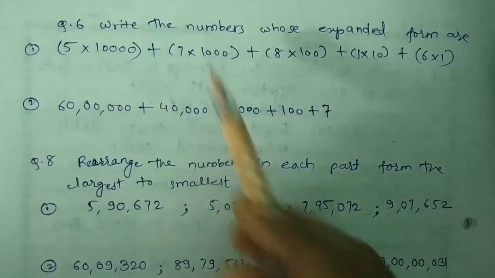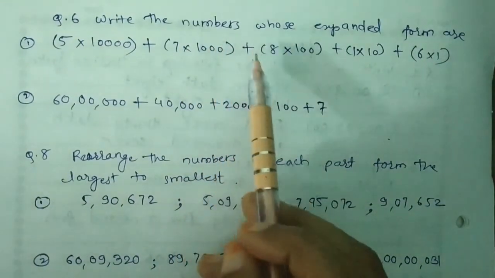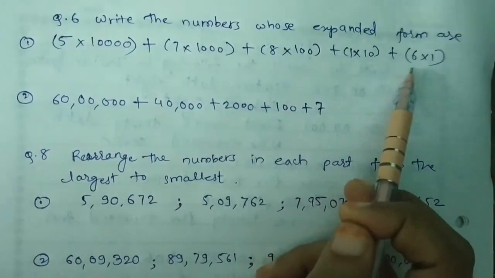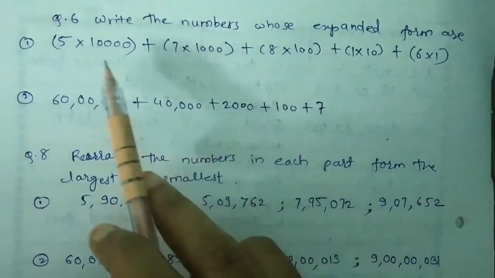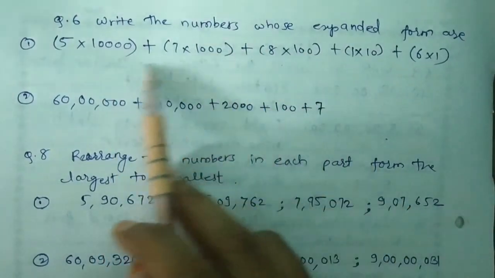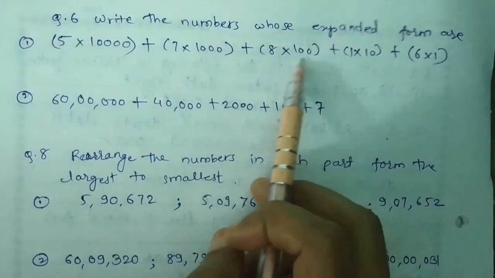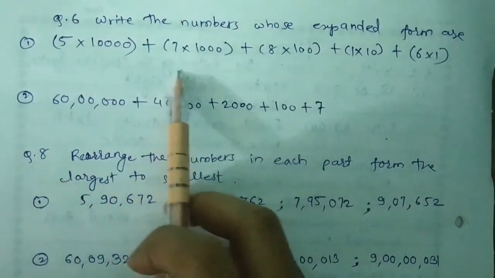Now dear students, we need to write down the numbers which are given in expanded form. We need to write down their numerals. So here unit, tens, 100, 1000 and 10,000, all the places are present. So we can directly write them. But if suppose any one place is missing, you need to put 0 there.